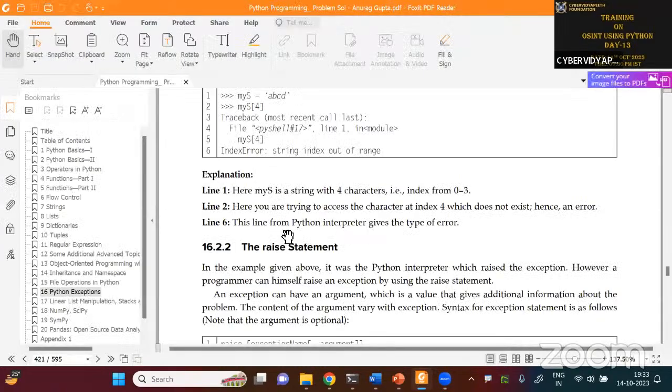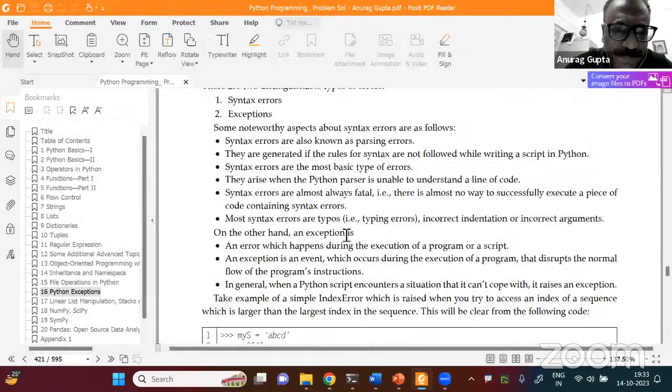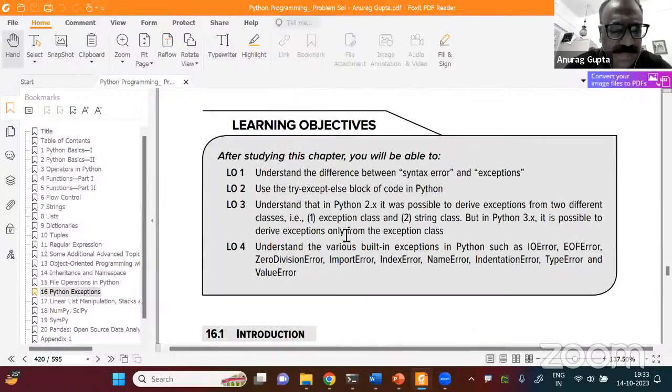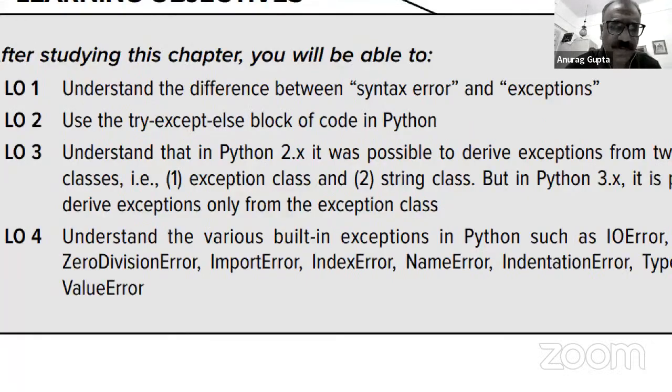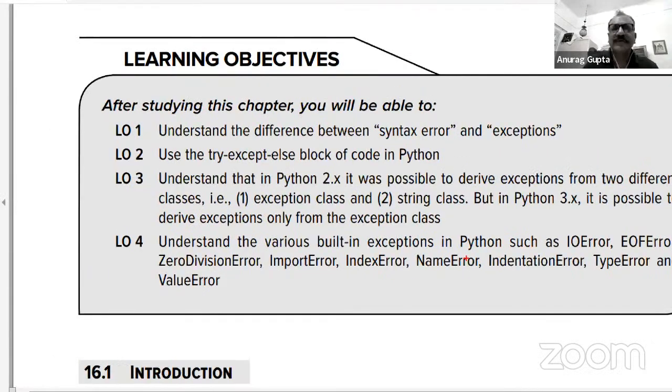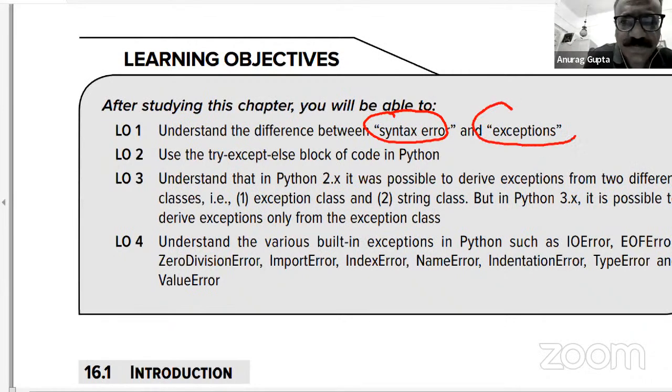So today we will be covering the chapter called exceptions. As usual in my book, we always talk about the learning objectives. There are four learning objectives in the current chapter. LO1 is understanding the difference between syntax error and exceptions.